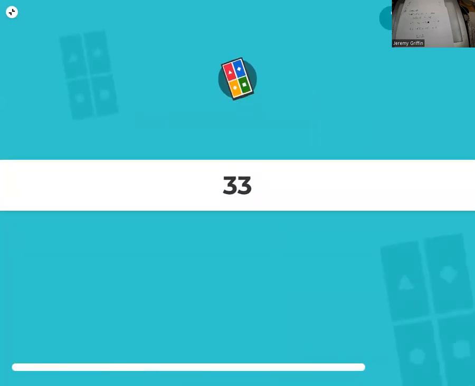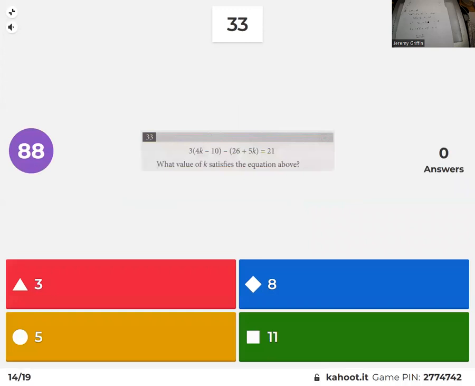Number 33. What value of k satisfies that equation?